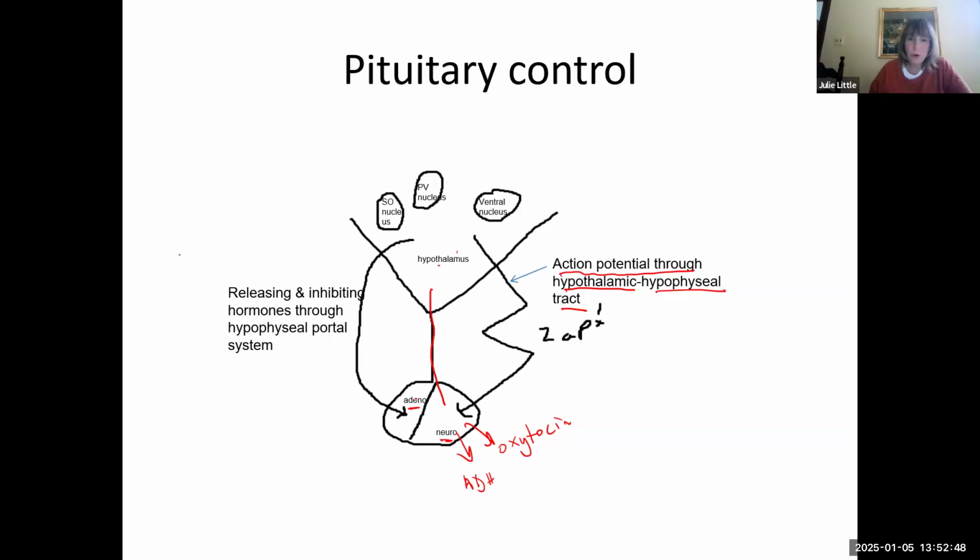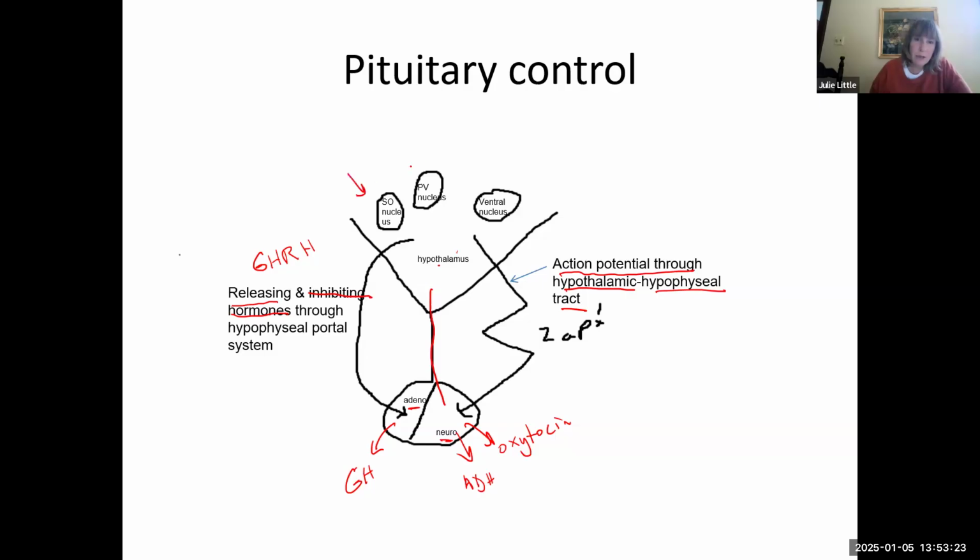The hypothalamus controls the adenohypophysis through releasing hormones. We're just going to ignore inhibiting hormones because life is hard enough as it is. But if a releasing hormone is released from the hypothalamus, it tells the anterior pituitary to release its hormone. For instance, if the hypothalamus releases growth hormone releasing hormone, it goes through the blood to the anterior pituitary, and then it tells the anterior pituitary to release growth hormone. That's how the releasing hormones work.